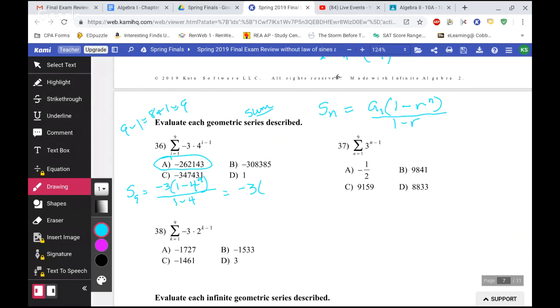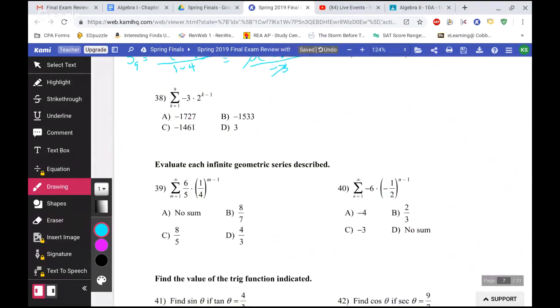Miss Sparks, really quickly, can you jump to one of the infinite geometric series problems? I can. Thank you. On this one, it turned out real cute to work out that way. All right, let's do the infinite.